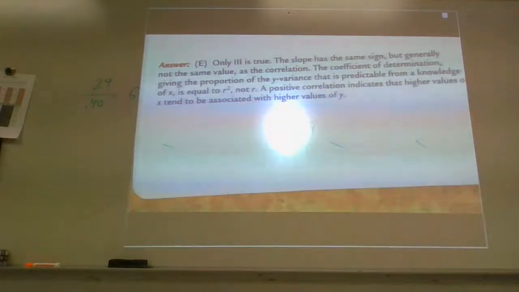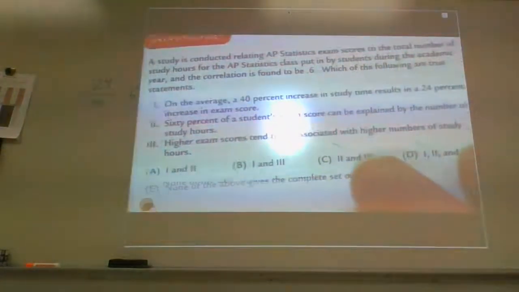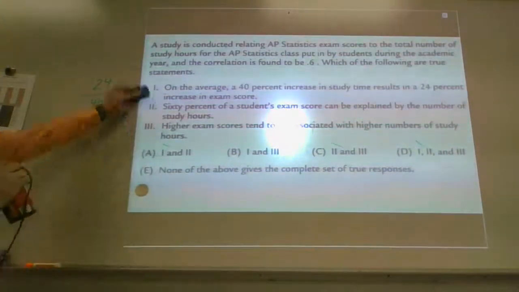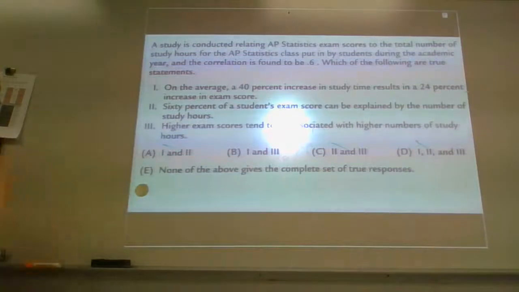Yeah. I think what that first statement was trying to do was express some kind of interpretation of slope. But the slope is not exactly 0.6. That's not how you calculate slope. Slope would be R times the standard deviation of Y over the standard deviation of X. Weirdness.